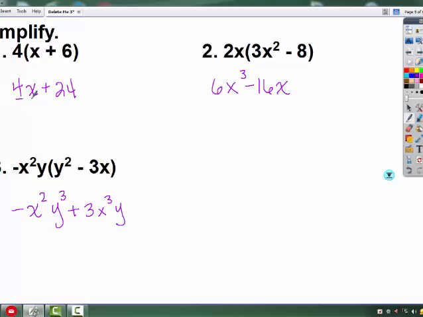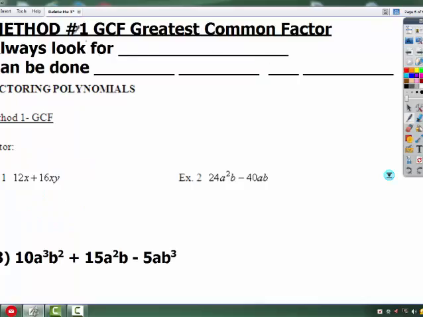What do you notice about these two terms compared to this? These two terms compared to this, and these two terms compared to this. I'm hoping that you realize that this number in front of these parentheses, I know the negative's a little wonky, is the GCF of these two terms. We are going to be using the GCF as a method of what's called factoring.